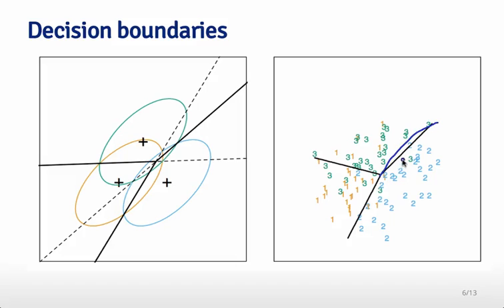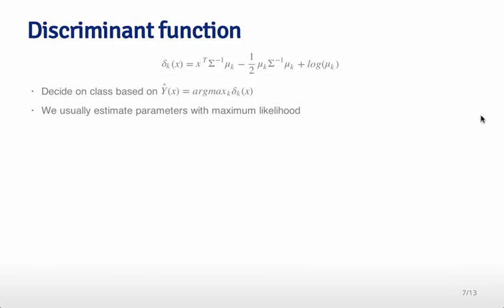If you're on this side of the line, you'll be classified as a 2. If you're on this side of the line, you'll be classified as a 3. And if you're down here, you'll be classified as a 1. So this basically is how it works. You fit Gaussian distributions to the data and then use those distributions to draw lines that assign the points to the highest posterior probabilities.